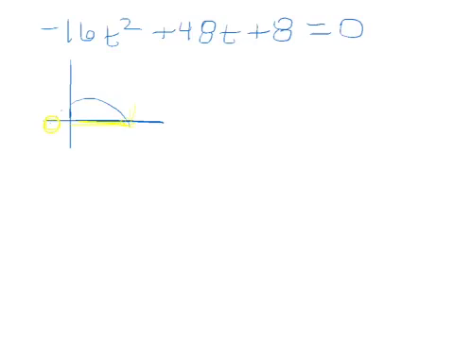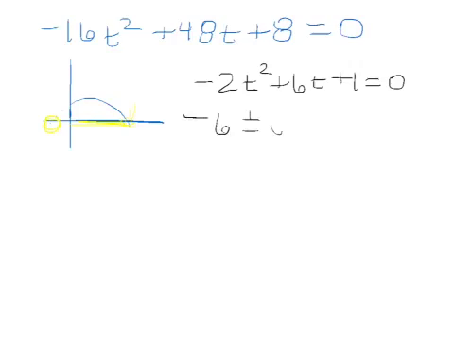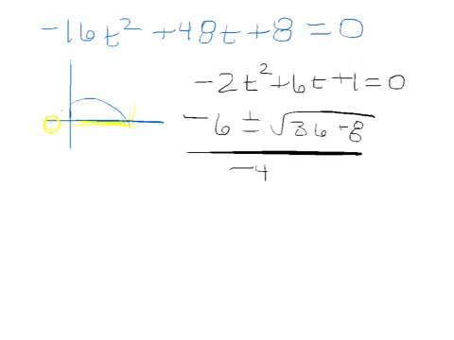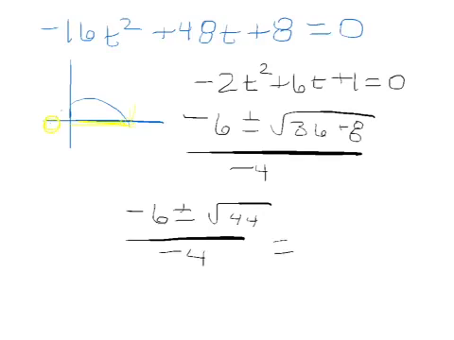Well, to do that, we could factor out an 8 and get negative 2t squared plus 6t plus 1 equal to 0, so that we can use the quadratic formula. So negative 6 plus or minus the square root of 36 plus 8 over negative 4. So negative 6 plus or minus the square root of 44 over negative 4. You can simplify it further, but basically we're going to get our positive number to be 3.16 seconds. So hopefully that'll help you with your word problems tomorrow.